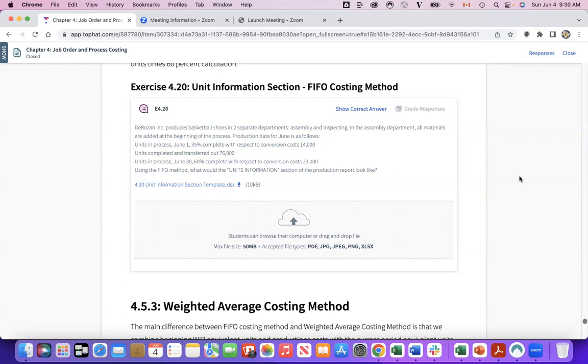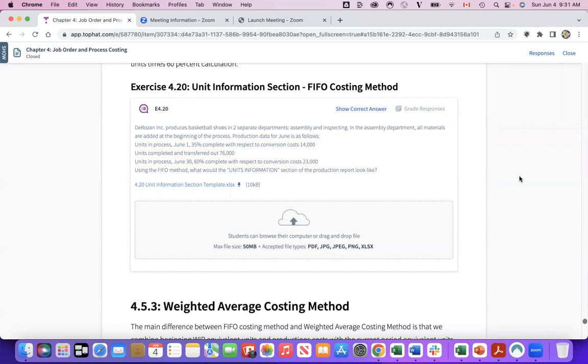So DeRozan Inc. produces basketball shoes in two separate departments, assembly and inspecting. In the assembly department, all materials are added at the beginning of the process. So immediately, that should click in your mind, all units are going to be 100% complete with respect to direct materials. Production data for June is as follows.